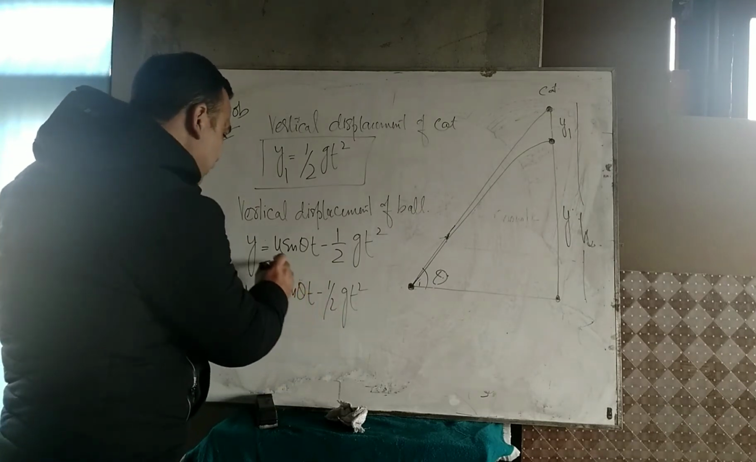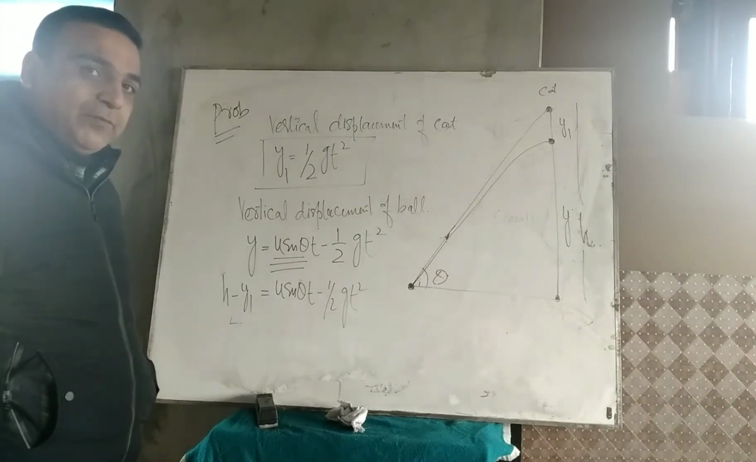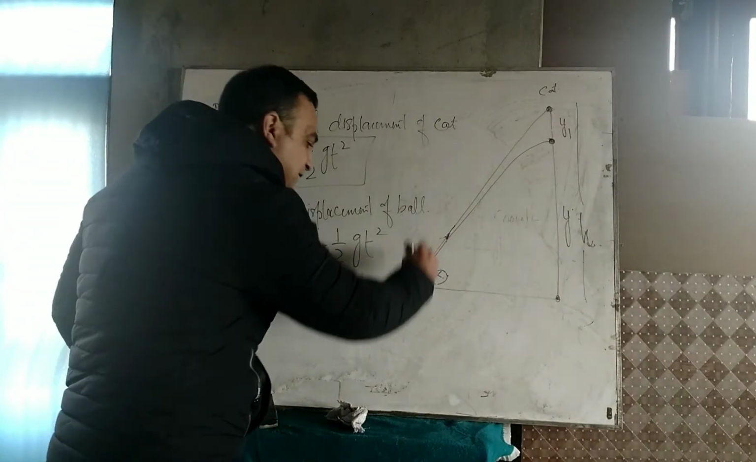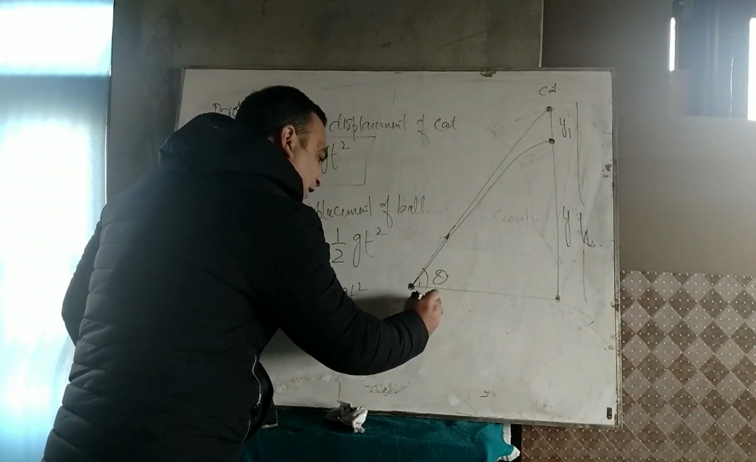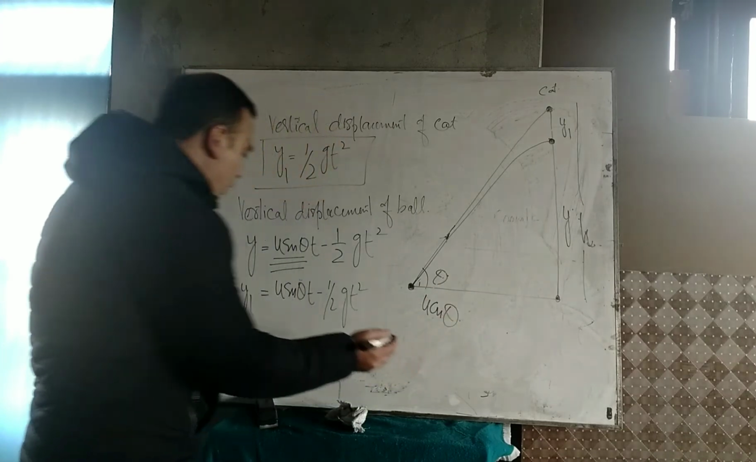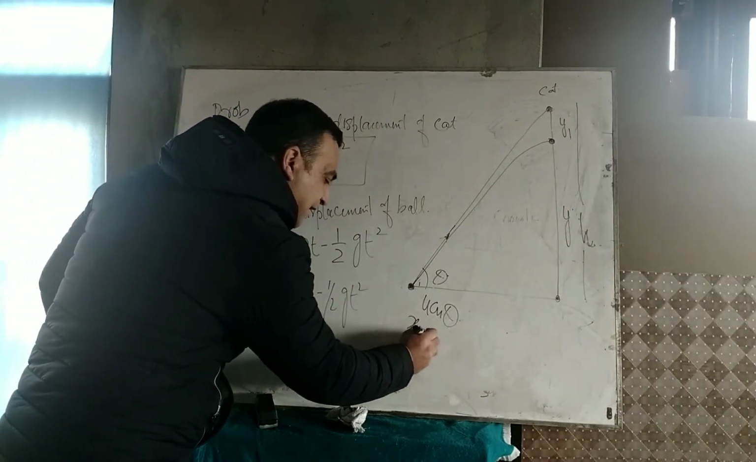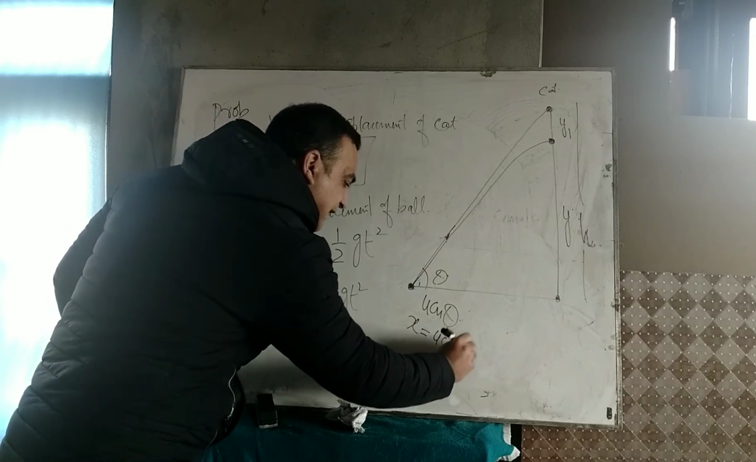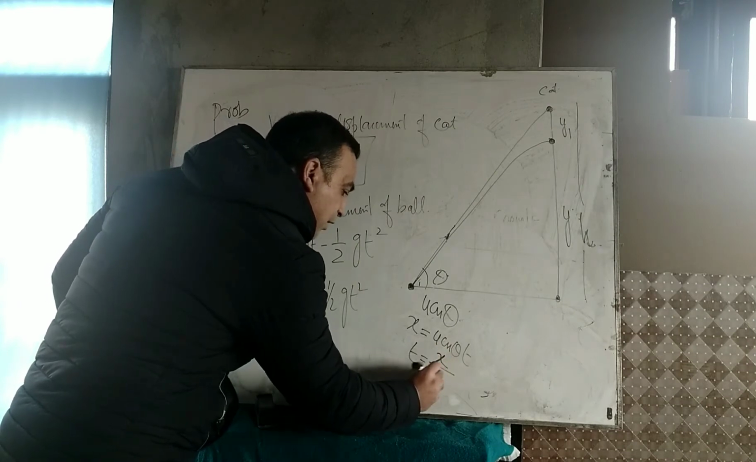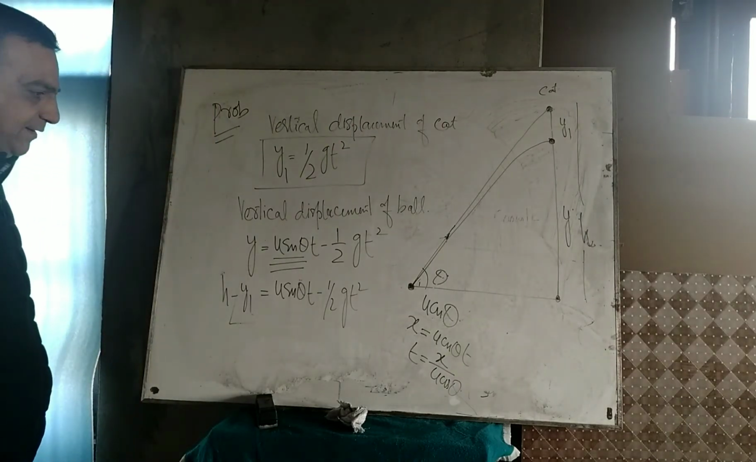Now you see, this u sine theta is the vertical component of initial velocity of the ball. What is its horizontal component? The horizontal component of this will be u cos theta. So what will be the horizontal displacement? That will be x, suppose, is equal to u cos theta t. So what will be t for that equation? That will be x by u cos theta. Alright, fine, nothing wrong with that.